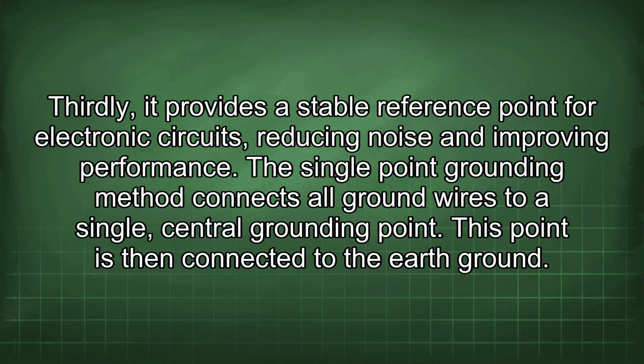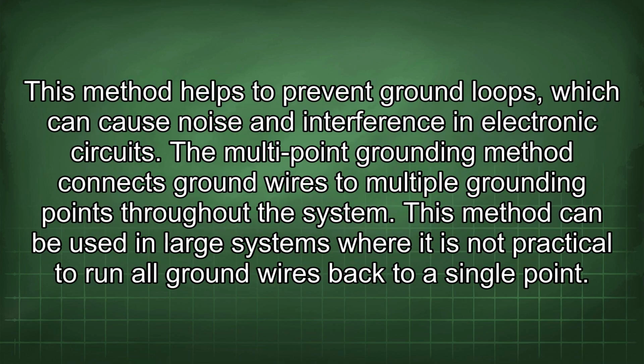The single-point grounding method connects all ground wires to a single, central grounding point. This point is then connected to the earth ground. This method helps to prevent ground loops which can cause noise and interference in electronic circuits.